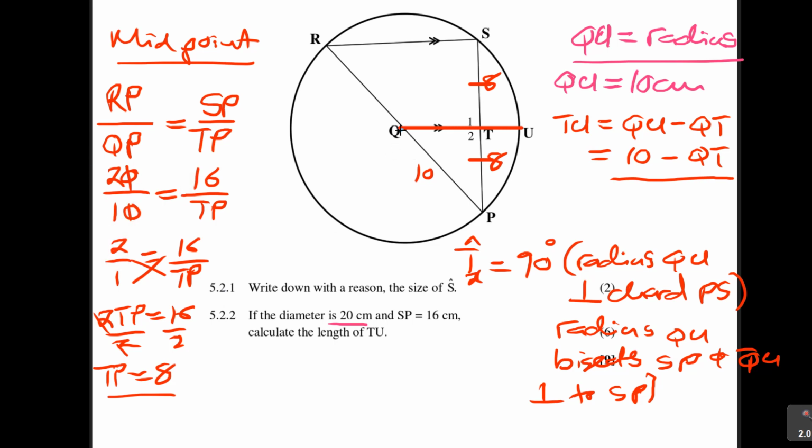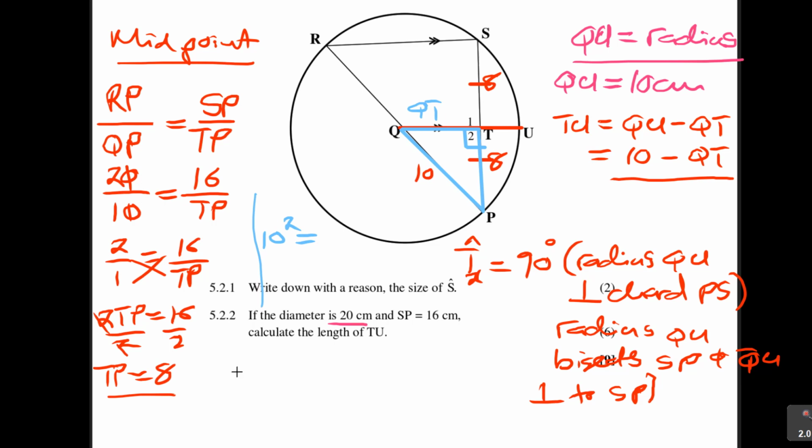Just to wrap it up, we have got this triangle. Look at this triangle here, like that. Remember, this is 90 degrees, and you use what? Pythagoras theorem. You want that distance QT there. So with Pythagoras theorem, what are you going to say? You're going to say, remember, it's 10 squared is equal to what?